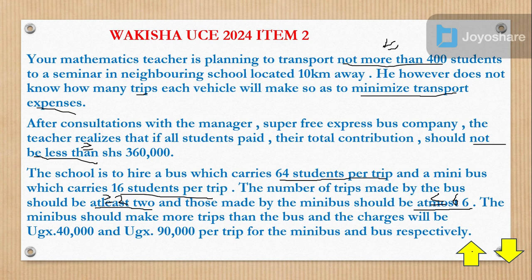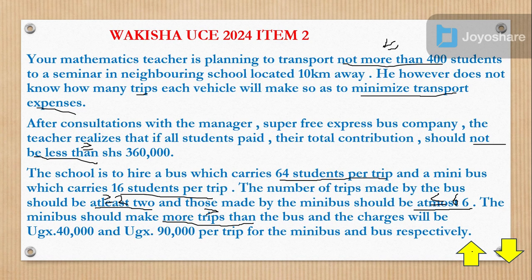Okay, now the minibus should make more trips than the bus. That means that the suitable inequality there will be greater than. Okay, proceed. The charges will be Uganda shillings 40,000 and 90,000 per trip for the minibus and the bus respectively. And now with that we shall begin.